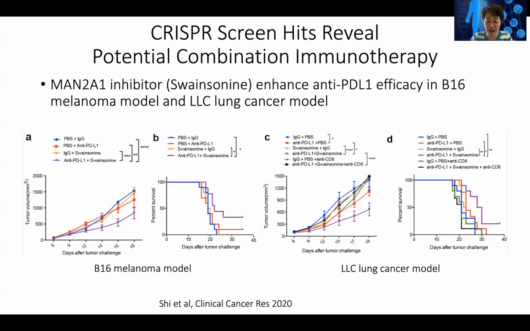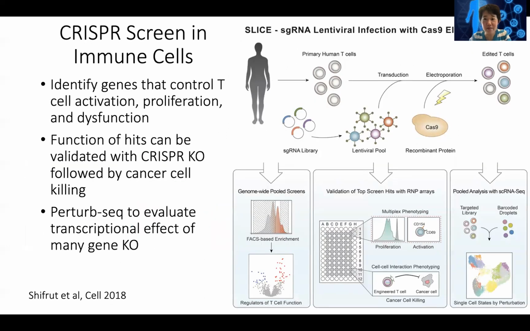And this suggests, again, from the CRISPR screens, not only can we see the resistance mechanism, we can identify response biomarkers, we can also identify novel targets which can be combined with existing immunotherapy to improve the overall immunotherapy response. And finally, recently people are using CRISPR screens in the T cells.